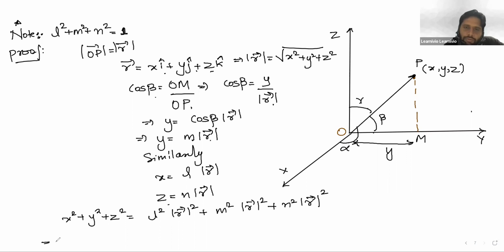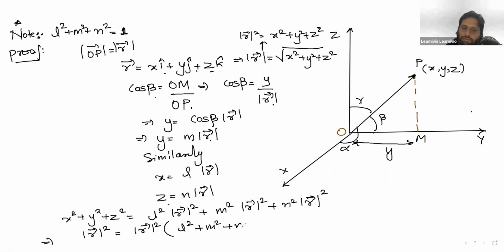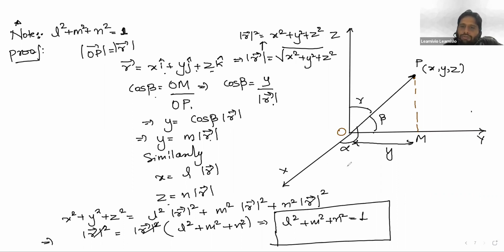If you do the square of this, you will get x square plus y square plus z square. So that means x square plus y square plus z square is magnitude of r square. Now from this, take out magnitude r square common. So you will get l square plus m square plus n square. Cancel out these two, so you will get l square plus m square plus n square is equal to 1. So this is the proof, but they will not ask you the proof. You have to use this result.